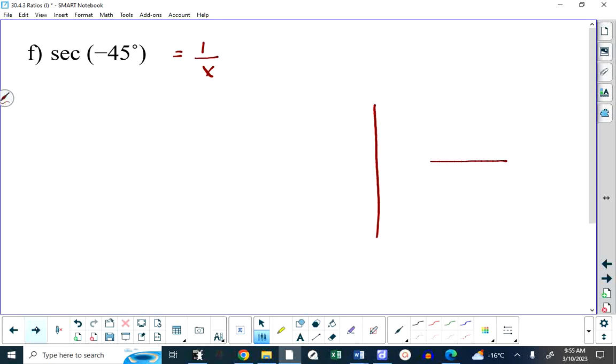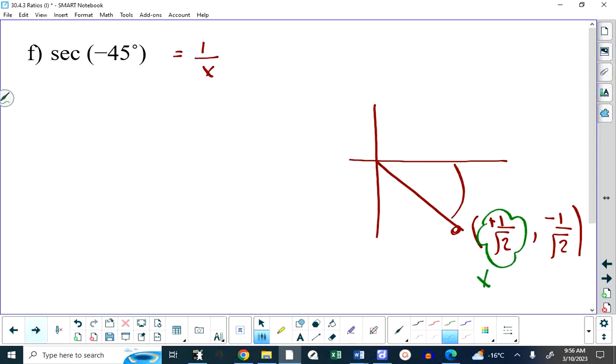-45 degrees, though, is here. This is the point where I didn't draw this perfect, but this is 45. This is where these are both 1 over root 2's, except I guess y would be negative because it's in quadrant 4. This is x right here.